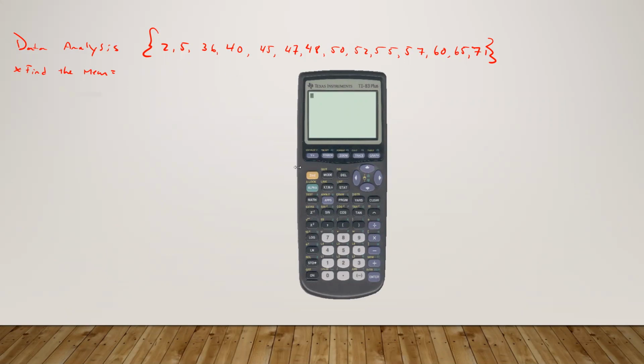So what we're going to do is we're going to take our data and input it in our calculator. So everybody hit the stat button on their calculator. You're going to go to number one. You're going to edit the list. And if you have anything in L1, which you should from the class, okay, you're going to go to the top, hit clear, then enter. So everybody begin the process of, in list one, putting in these numbers: 2, 5, 36, then 40, 45, 47, 48, 50, 52, 55, 57, 60, 65, and then 71. Okay.